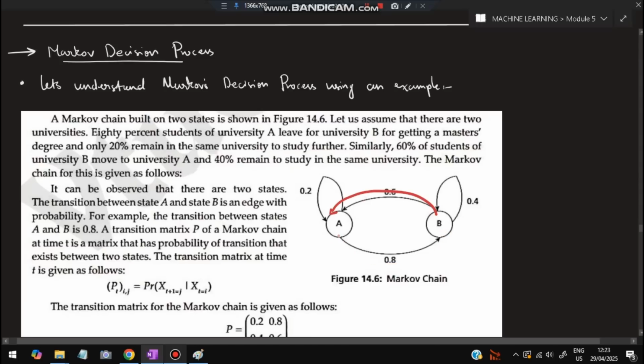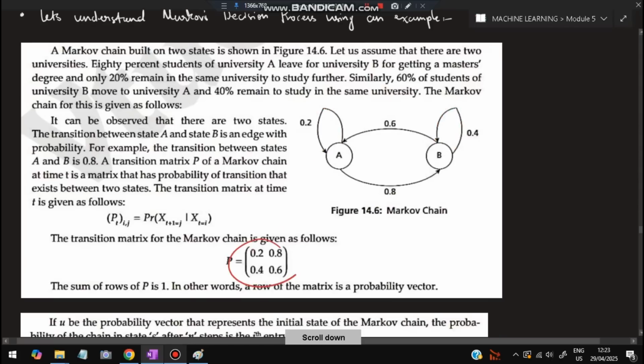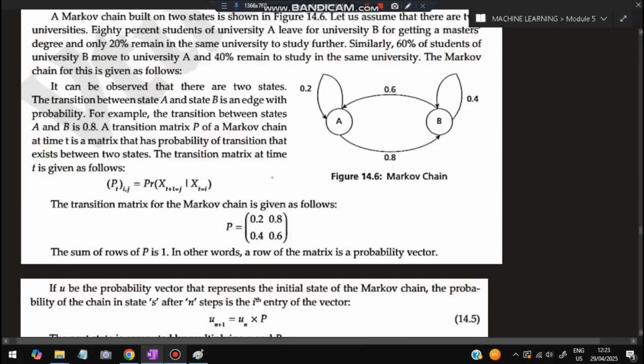If 80% are gone from A, how many are remaining? 20%. If 60% are gone from B, 40% will be remaining. By using this diagram, we can form this matrix here. How many are remaining? That is 0.2. And how many are remaining? 0.4. How many have gone? 0.8. How many have gone? 0.6. Based on this, we can calculate the future years, what the trend is most likely to be based on the previous states.